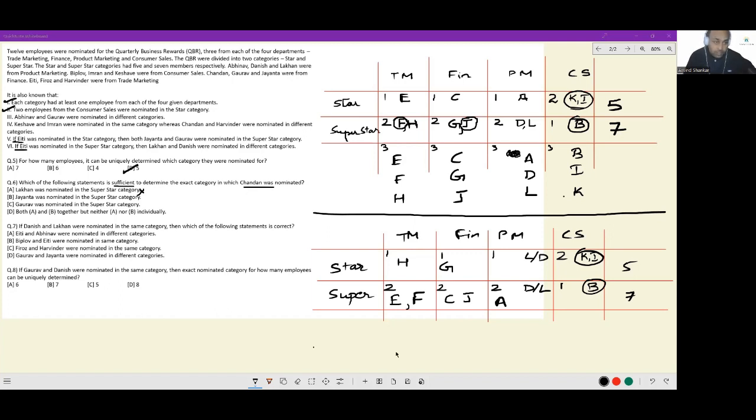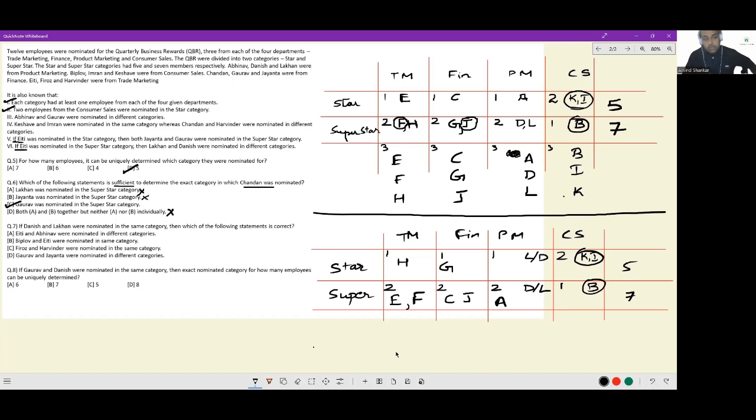Okay, next. Jayanta was nominated in the superstar category. Jayanta is nominated in both the cases in superstar category and Chandan here is in star, here is in superstar. So this is not sufficient. Gaurav was nominated in the superstar category. If Gaurav is nominated in the superstar category, the second case is ruled out entirely. You can be rest assured that Chandan is necessarily nominated in the star category. And therefore, C has to be the answer.